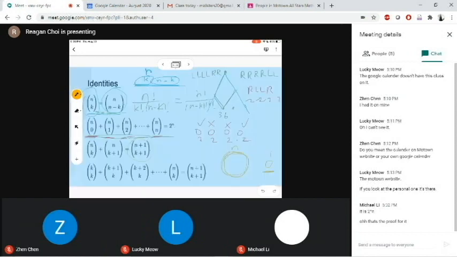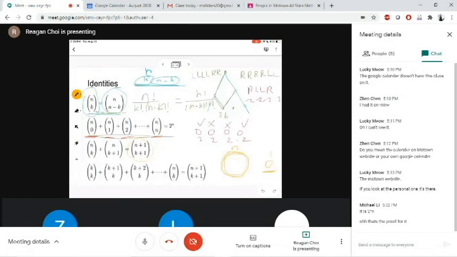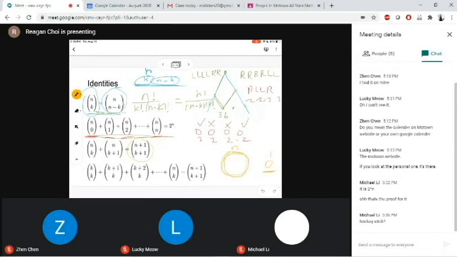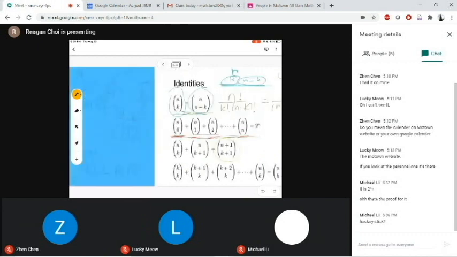By the way, does anyone know the name of the last identity? Yeah, hockey stick identity. I don't know where Pascal's triangle is. I guess it's on the next page? It's not on the next page. Is it on here? It is not. I guess we're running out of space.